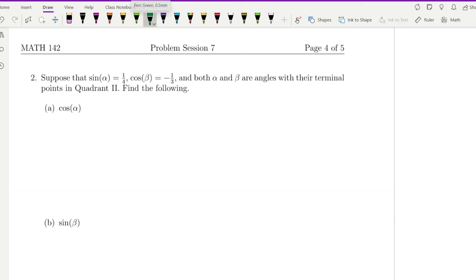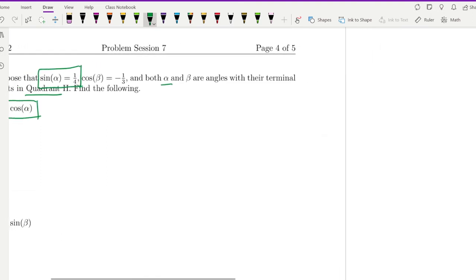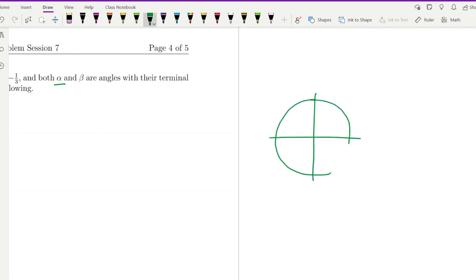Okay, so let's focus on the angle alpha for a moment. We're told that sine of alpha is 1/4. We're told that alpha is in quadrant 2, and we're asked to find cosine of alpha. This is actually going back to something that we learned earlier in the quarter, not the most recent stuff. This is just using the Pythagorean identity. So I'm just going to sketch a rough picture to have as a reference.